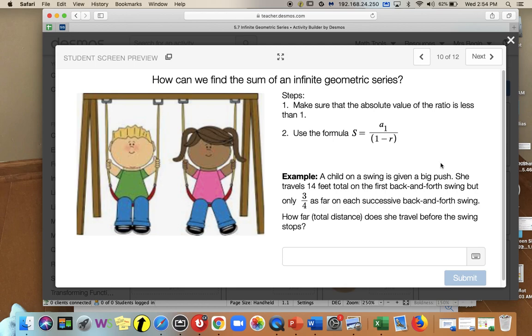So again, it's this formula, first term over 1 minus the ratio. You do have to make sure that the absolute value of the ratio is less than 1. So that ratio, again, has to be less than 1, or the numbers are going to just keep getting really big or really small, and you won't be able to add up the sum.